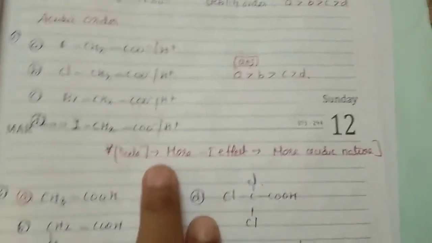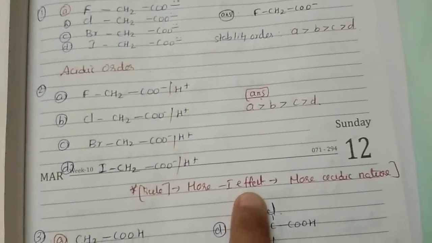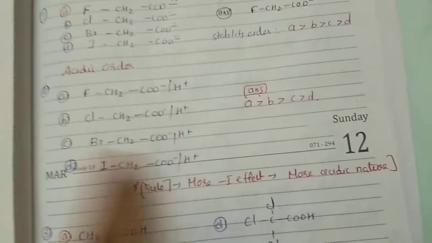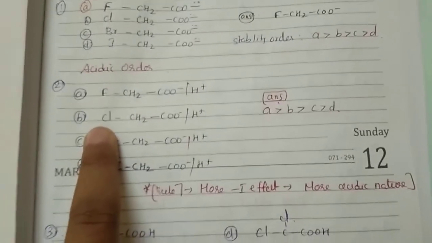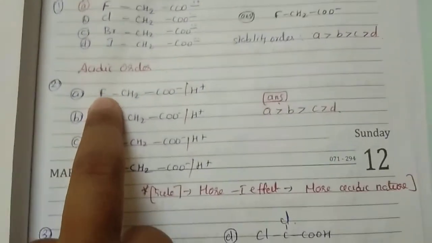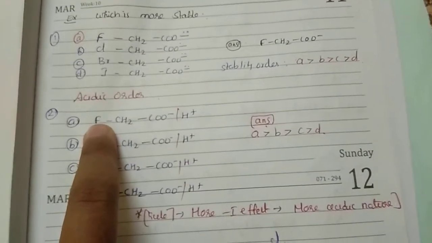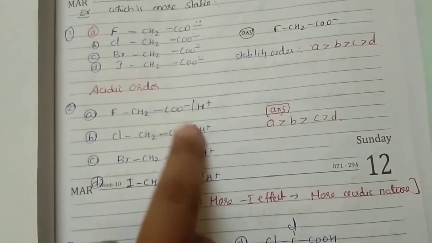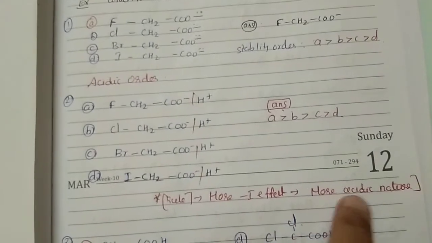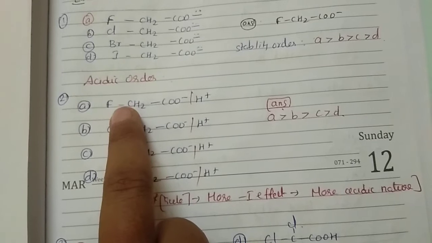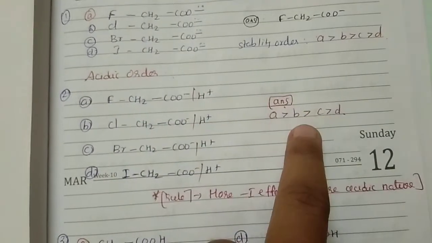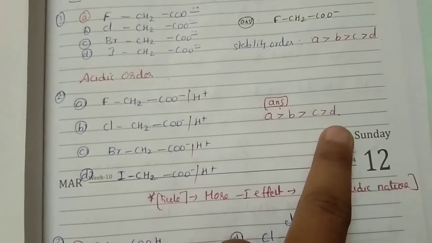So what is the rule? More minus I effect, more acidic nature. So in this example, which shows more minus I effect? Fluorine shows more minus I effect. Okay, so more minus I effect shows more acidic nature. So which one comes first? A. So A is more acidic, then B, then C, then D. Okay, this is the rule.